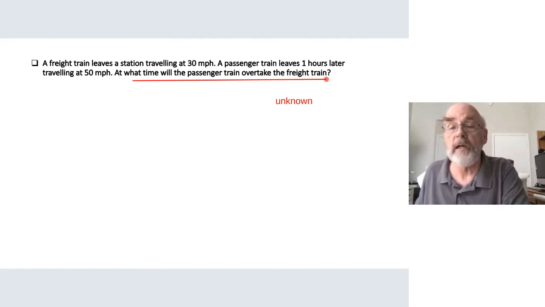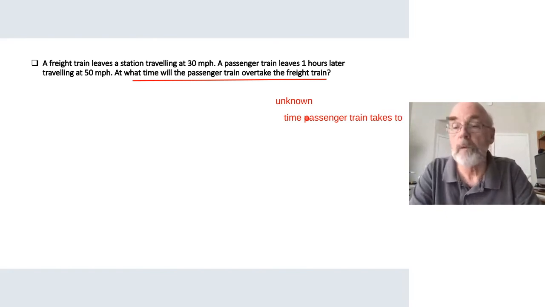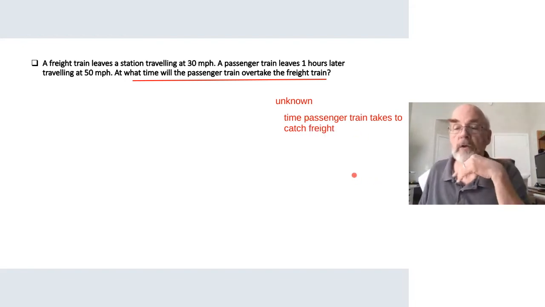Now, there's a couple different times going on here, but really, that's what we're trying to find. And I'm going to write that down in words. It's important actually to write these things out in words. So that's what we're going to use as our unknown.